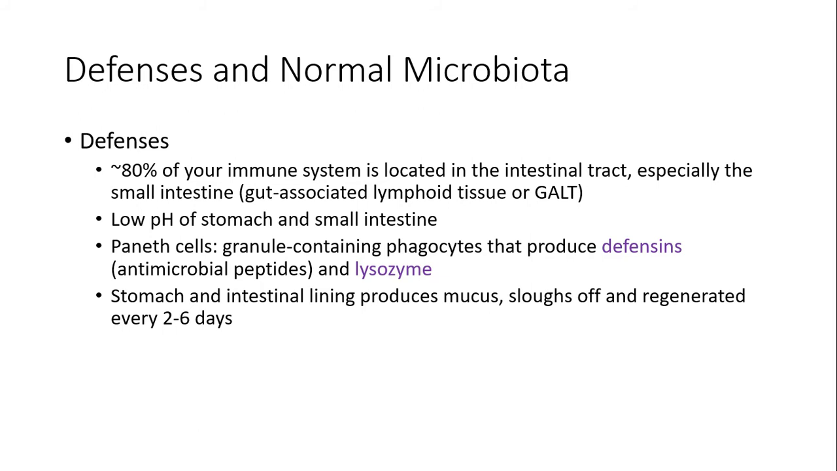lyse those cells. Lastly, your stomach and intestinal lining produces mucus, and this mucus helps, just like it does in the lungs, to trap organisms. In addition, your intestinal lining will slough off and be regenerated every 2 to 6 days. So if something does happen to get in there, they're regularly dividing cells so that they can be replaced.